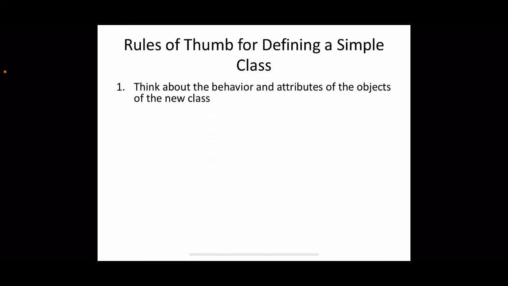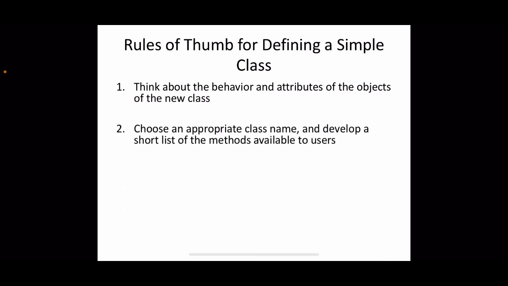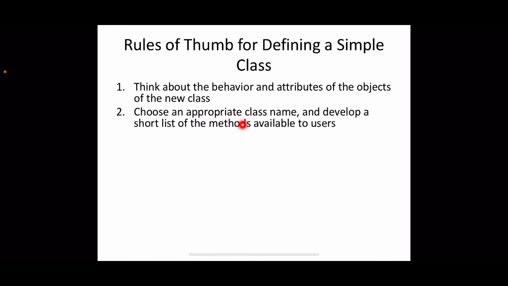Now some rules of thumb for defining a simple class. First one, think about the behavior and attributes of the objects of the new class. First we have to think what are the different attributes that may be there in a particular class. That we have to think of first. Then choose an appropriate class name based on the nature of the class. We have to specify like student or employee, like that. We can specify based on the nature and develop a short list of the methods available to users. So what are the different operations possible? What are the required operations? That also should be enlisted.